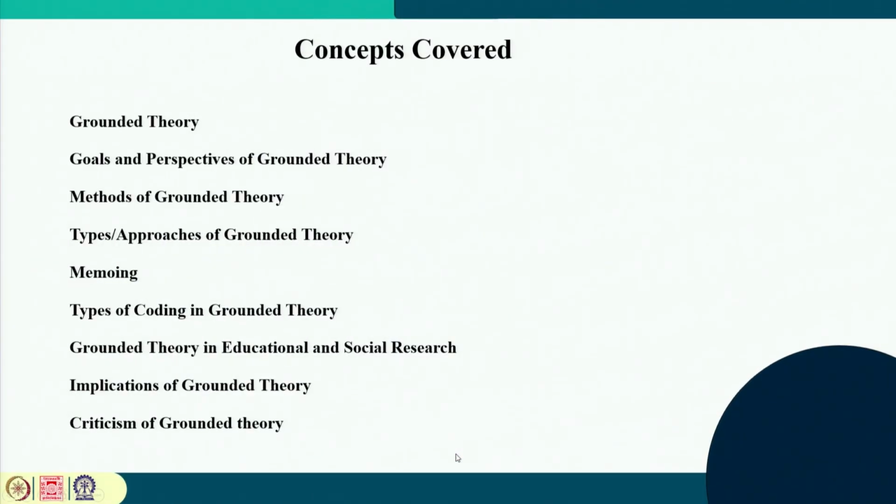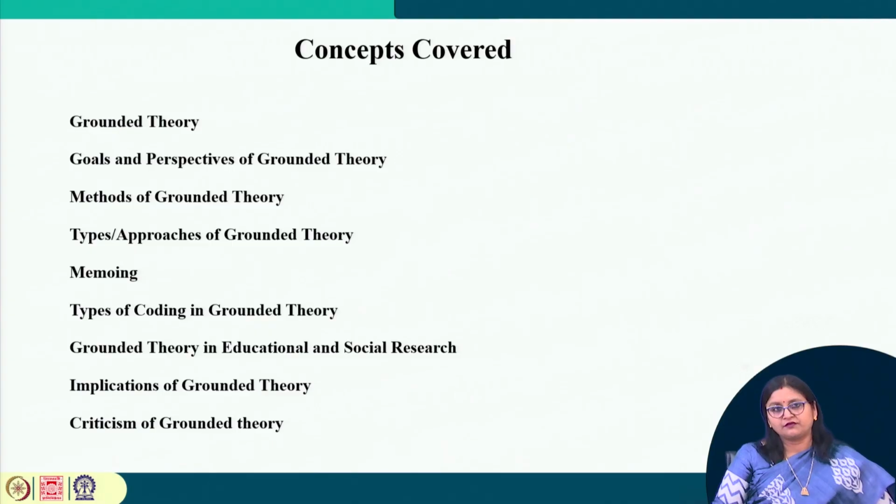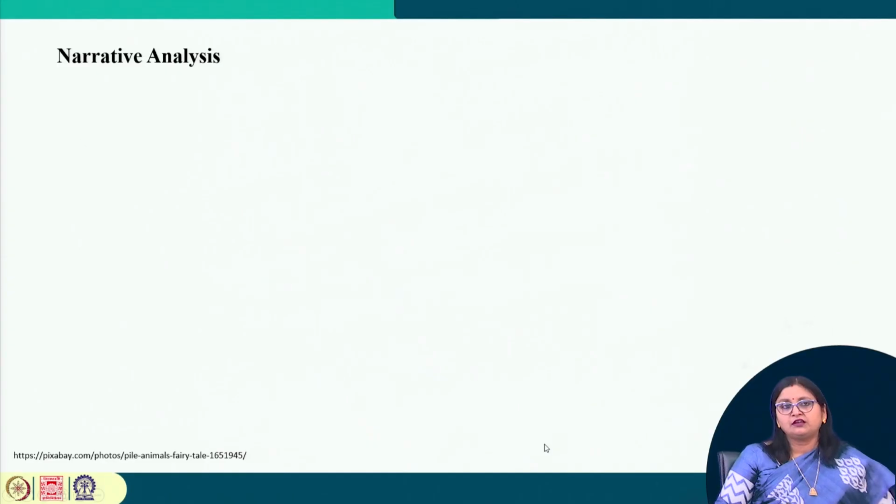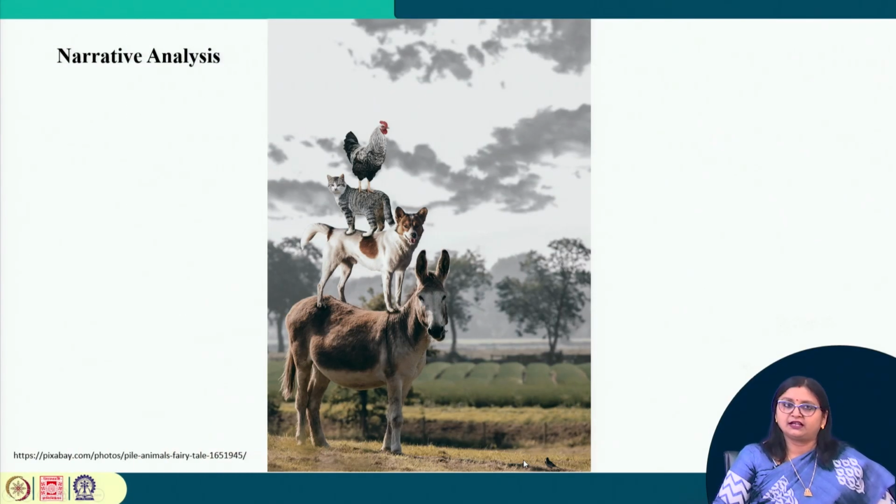And before going to the lecture, we will go through the concepts covered. Earlier we had discussed grounded theory, its goal and perspective, then methods of grounded theory, different types or approaches of grounded theory, the concept of memoing, different types of coding, and then also we had gone through grounded theory in educational and social researches, its implication and criticism of grounded theory. Now we will go through the narrative analysis.